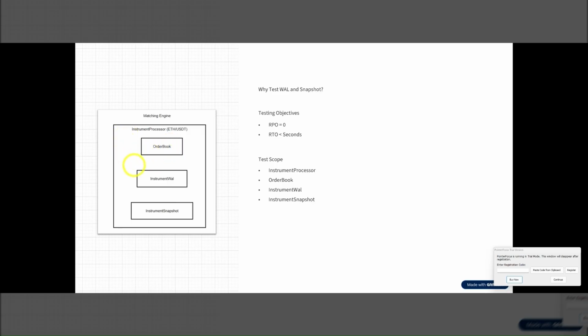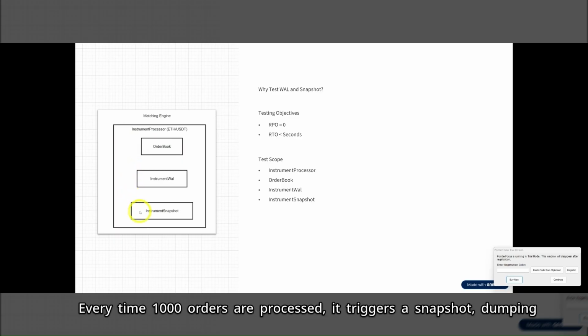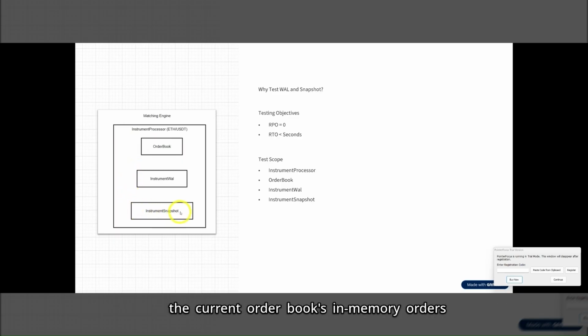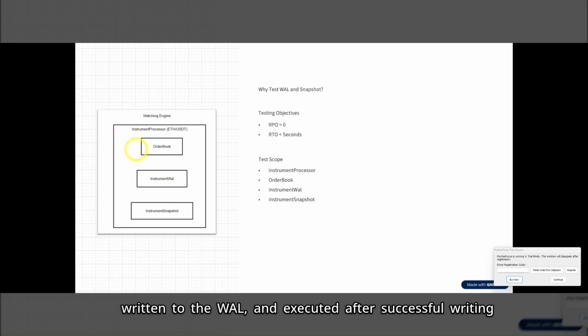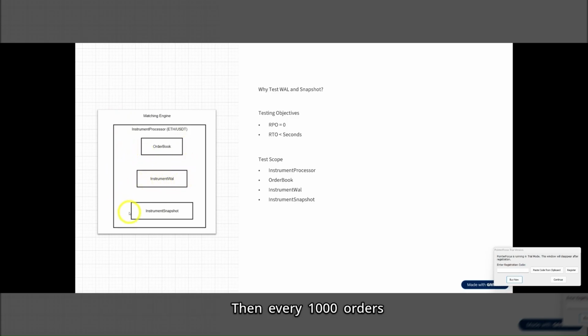Every time 1,000 orders are processed, it triggers a snapshot, dumping the current order books in memory. Dump everything out and write it locally. Okay. This is the usual process for consuming orders. Each is pre-matched, written to the WAL, and executed after successful writing. Then every 1,000 orders, take a snapshot.